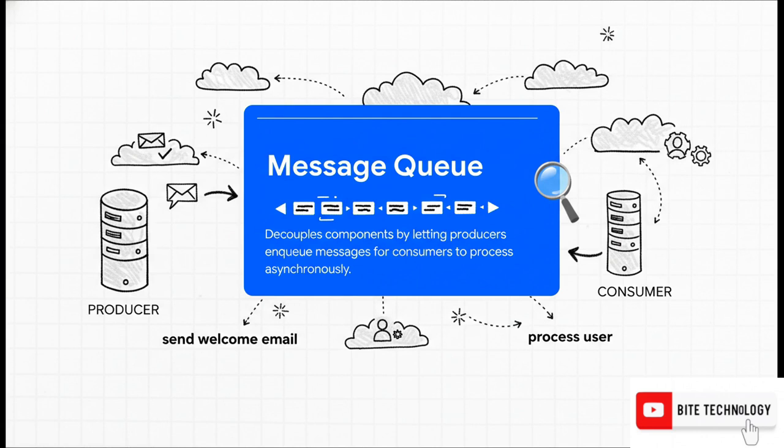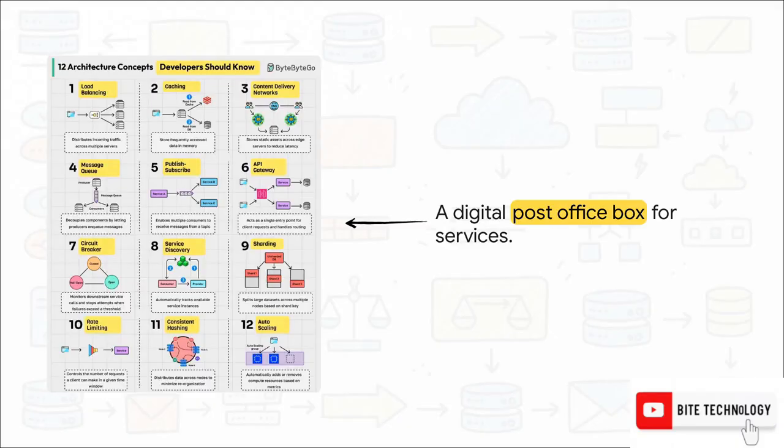You can think of it like a buffer or a middleman that sits between your services. So one service, the producer, can just drop off a message, something like, "Hey, send a welcome email to this new user," and then it can immediately get back to doing its own thing. This is amazing because it lets all your services work independently. The email service, the consumer, can just pick up that message from the queue and deal with it whenever it has a free moment.